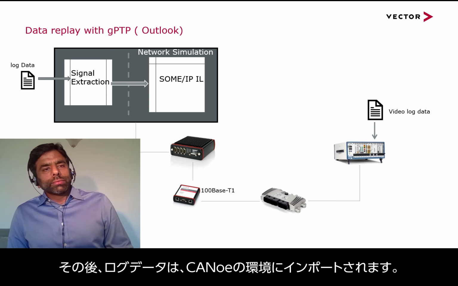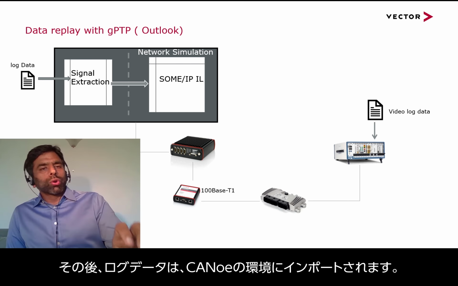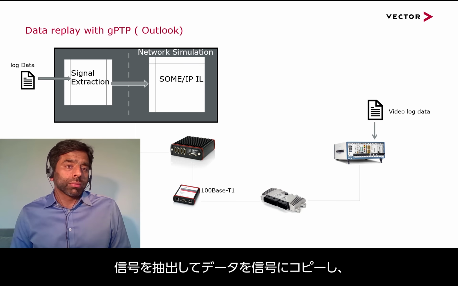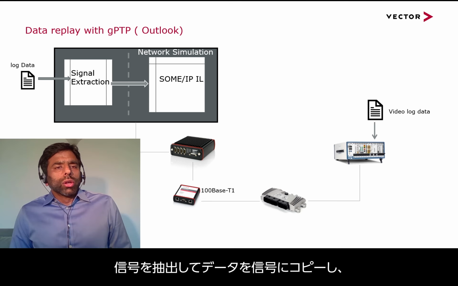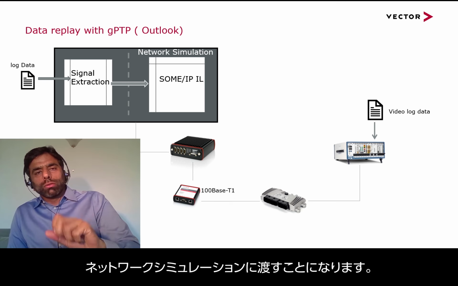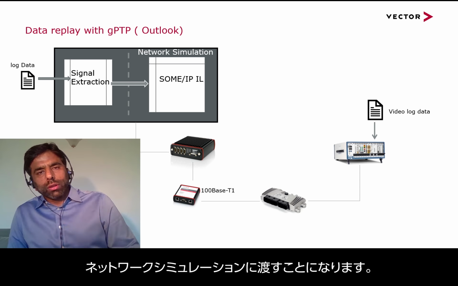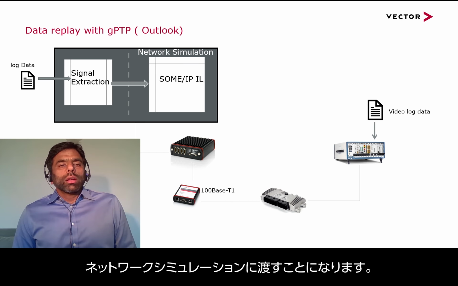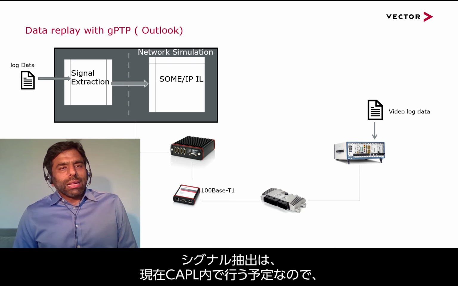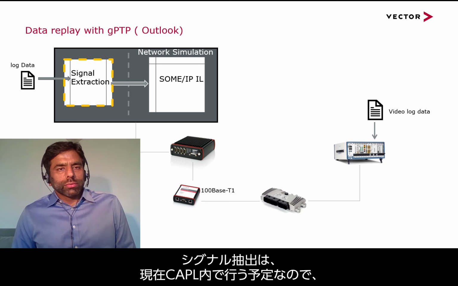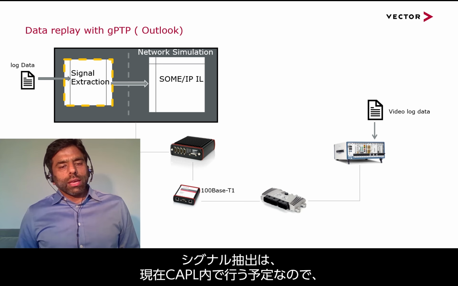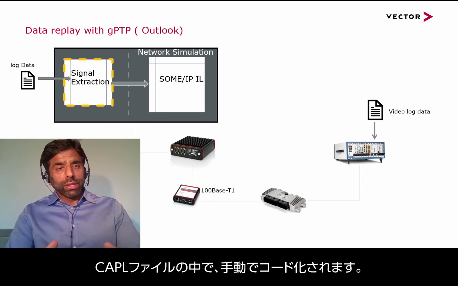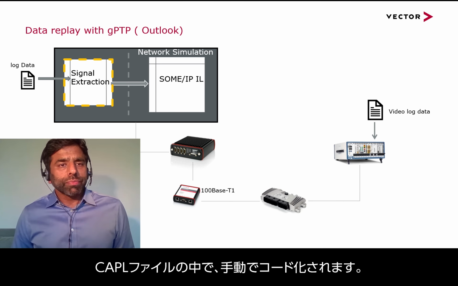Now, here the log data would be imported into the CANoe setup. There will be some type of signal extraction done to copy that data over to the signals, which would then be passed over to the network simulation. Keeping in mind, this signal extraction is currently planned to be done within CAPL, so it will be manually coded within the CAPL file.